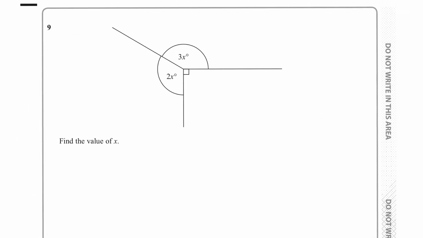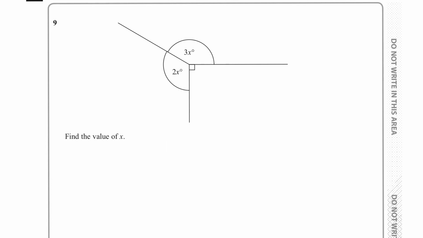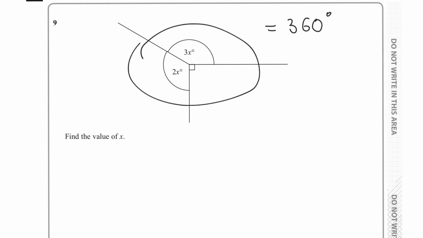Okay, let's have a look at question 9. We've got 2 angles and a right angle, and it says find the value of x. We know that the total degrees of a circle is 360 degrees. Remember, if you've got a box, it means 90 degrees. So 90 degrees plus 3x plus 2x, I'm just removing the degrees for calculation's sake, is equal to 360.